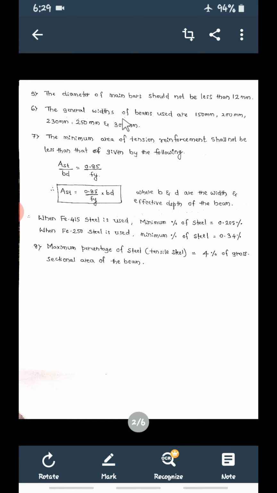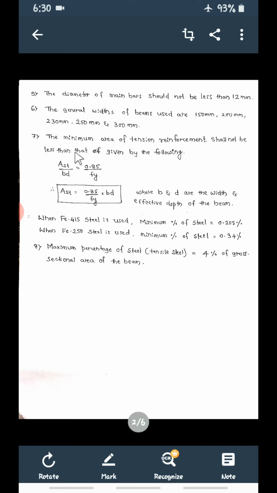Now what about the width? The general width of the beam, small b, we have to assume. The general procedure is, normally we provide 150 mm, 200 mm, 230 mm, 250 mm or 300 mm. Out of these widths, anything you can provide. So it is 150 to 300 mm for the width of the beam. Now important here is depth. This b we can assume, there is no problem, but d we have to calculate.